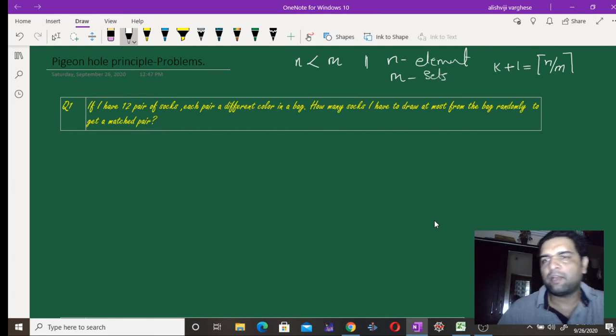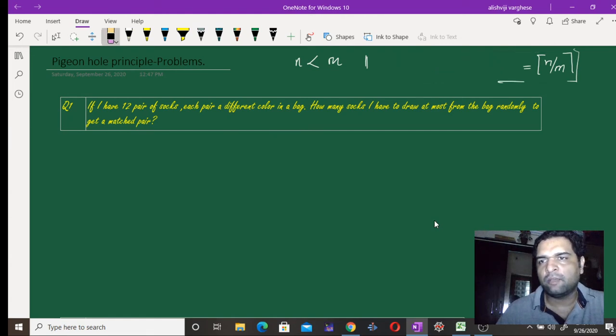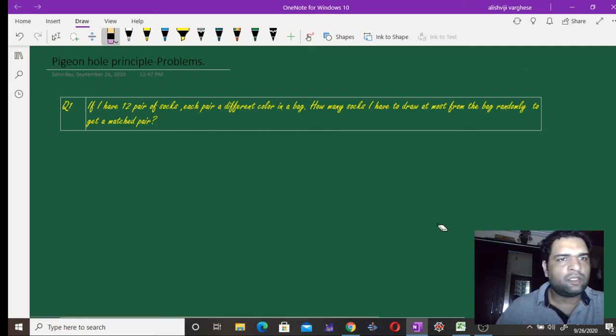That means the number of elements in at least one set is the greatest integer which is greater than or equal to n by m. So this is the most general form of the pigeonhole principle. And in simple words, if we have more pigeons than pigeonholes, then at least one pigeonhole is occupied with more than one pigeon. Now let us go through some simple problems.